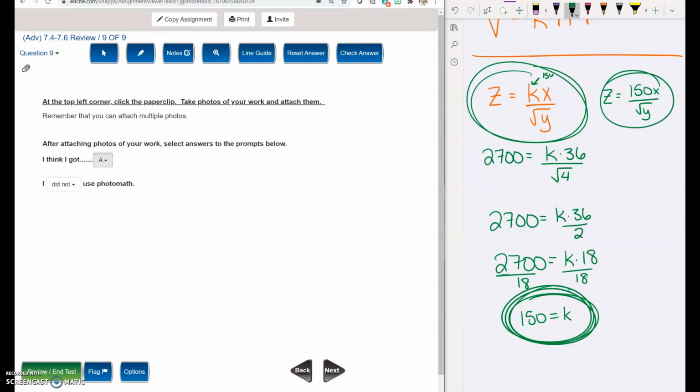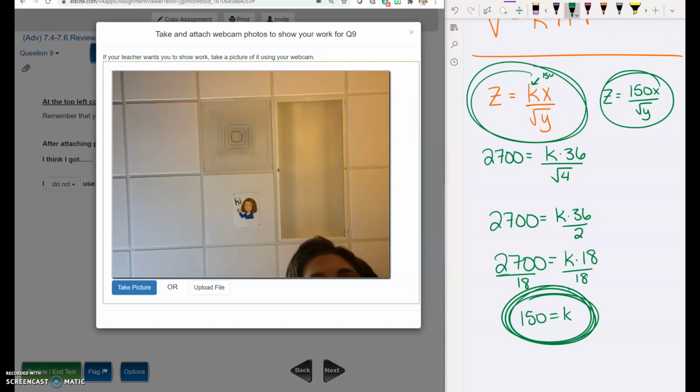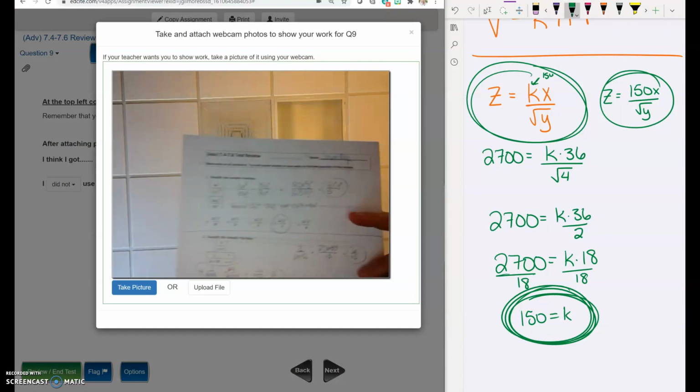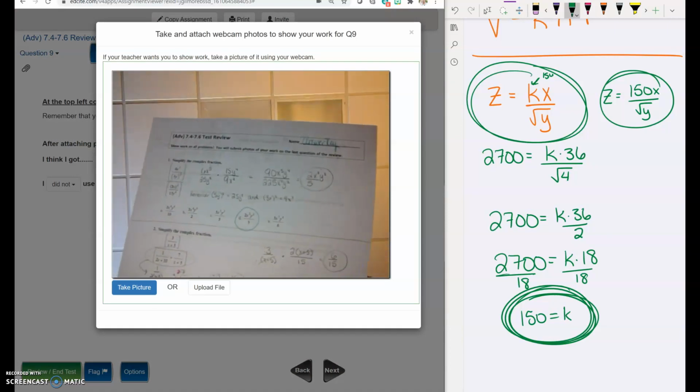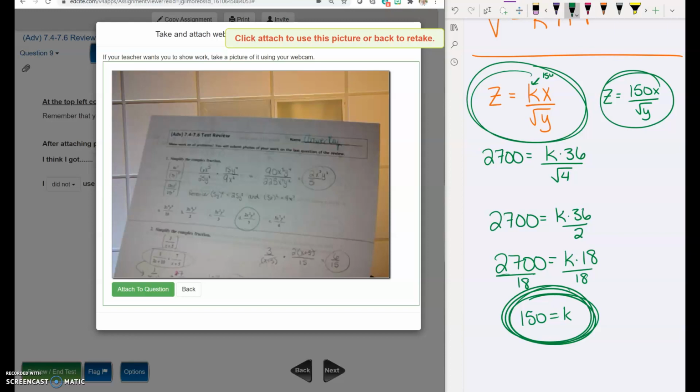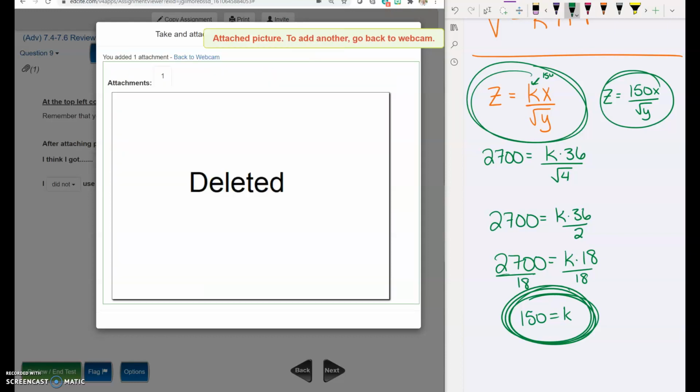So I think I got an A on this test and I did or did not use PhotoMath. So I'm hoping that you did not, but tell me honestly whether you did or did not. Click the paper clip. This activates your camera, and then you can hold your paper up. You can take multiple pictures. So get a clear picture, click take the picture, attach to question.